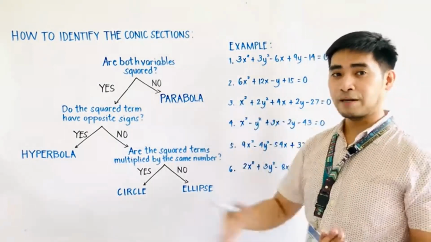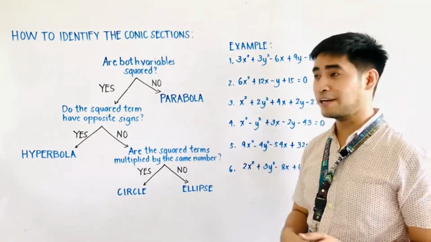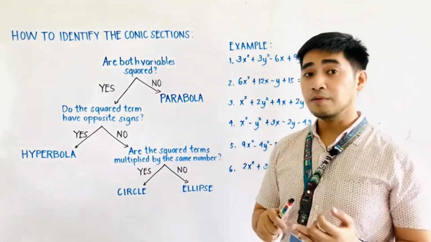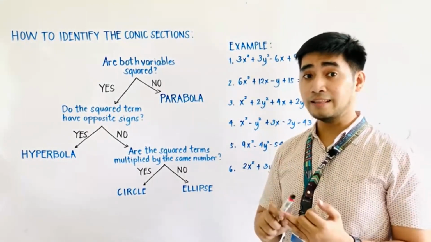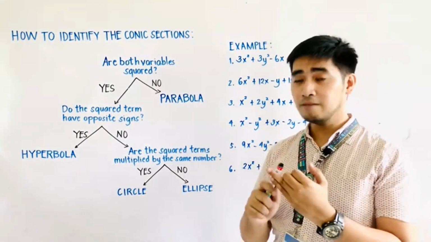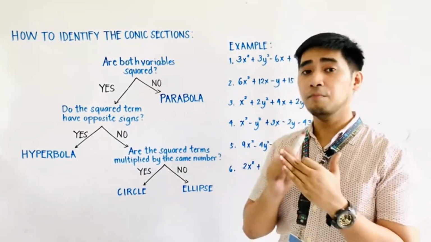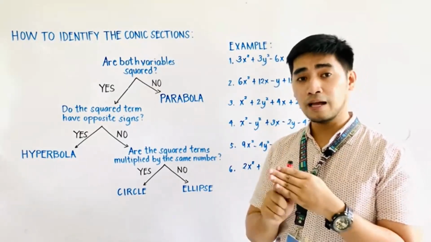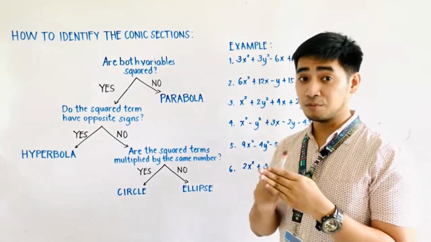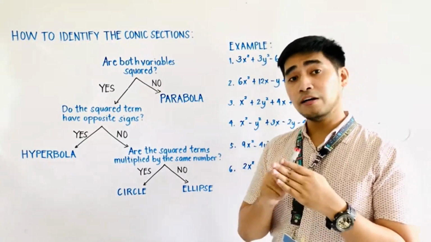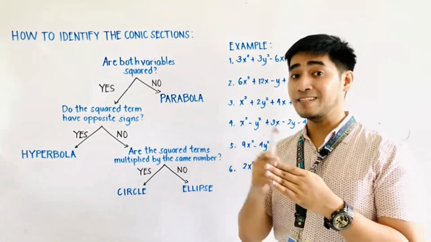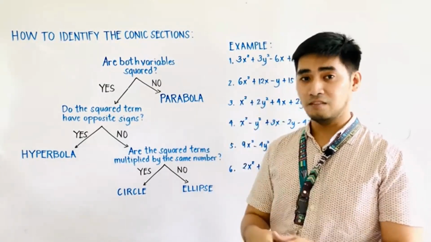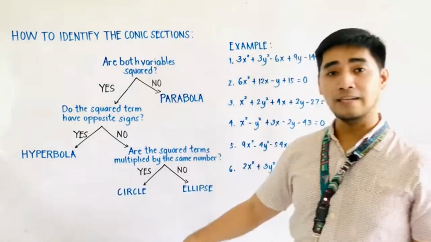Again, for parabola, only one variable is being squared. For the circle, both variables are being squared and multiplied by the same number. For the ellipse, both variables are being squared, but they are not multiplied by the same number. And for the hyperbola, both variables again are being squared, but the variables contain different or opposite signs. If one is positive, the other is negative. So let us now try to apply these guide questions.